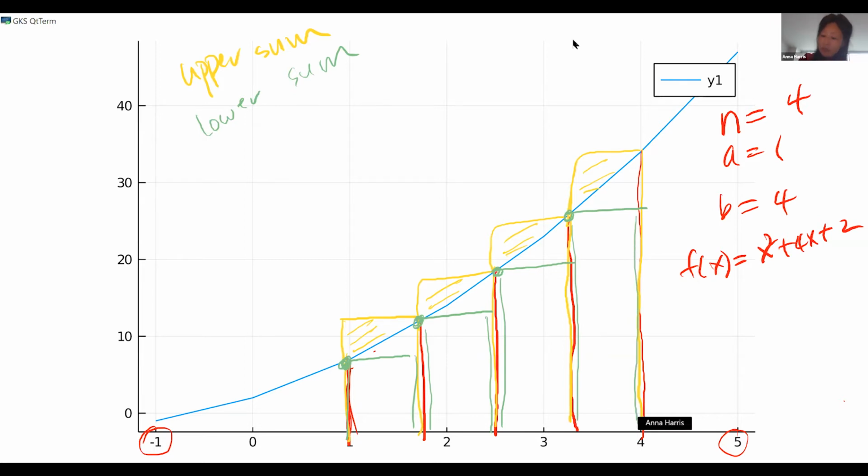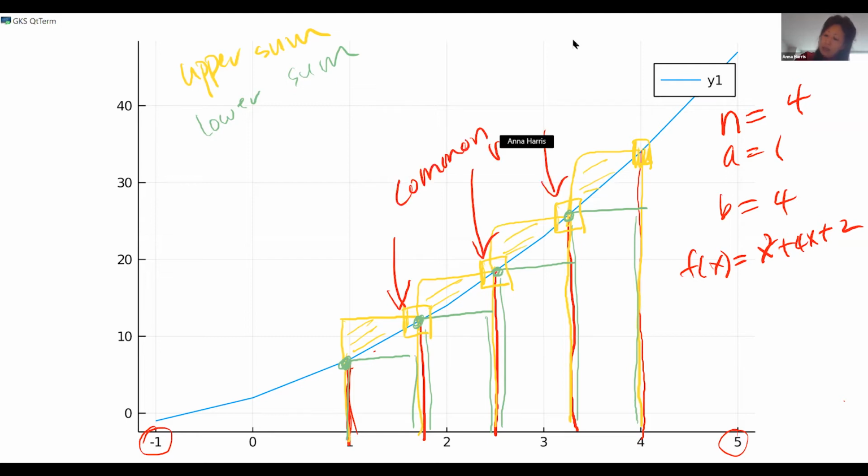Okay, at upper sum you're using that to be the height. I'm going to use a rectangle. That is your height. So look at the picture. You can see upper sum and lower sum share 3 rectangles that are the same. This and this and this are common rectangles. You see the green and the yellow, they're the same. Those are the common rectangles.